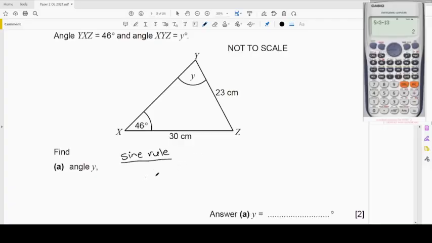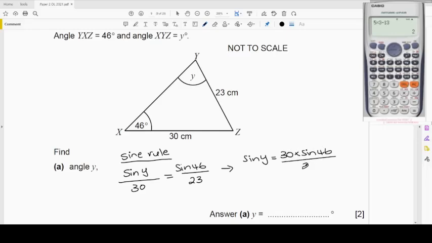Okay, and the sine rule says that sine of this angle here divided by this side here is equal to sine of this angle here divided by this side here. That's the sine rule. So sine y over 30 centimeters is equal to sine of 46 divided by 23. So you can then multiply the 30 on both sides. Then you would get sine y is equal to 30 times sine 46, everything over 23.